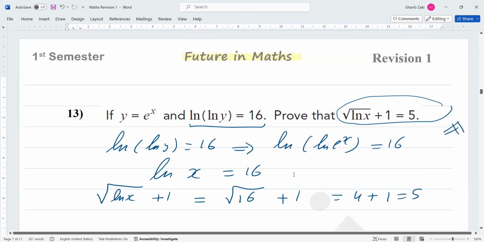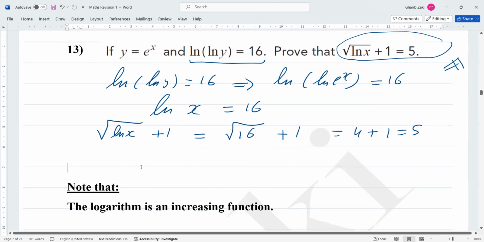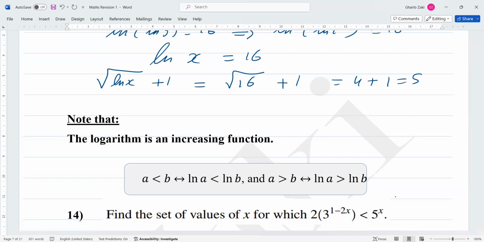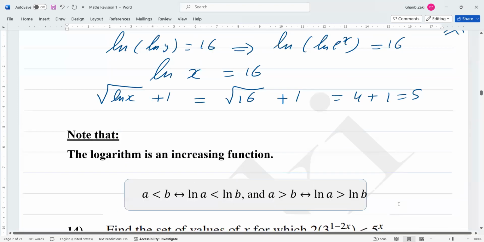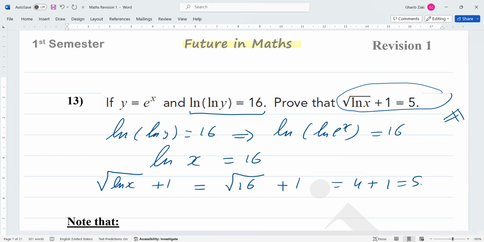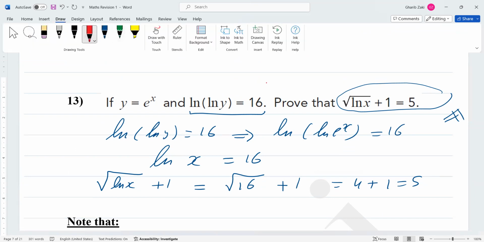Now, we go to the inequality. Okay? The logarithm is an increasing function. When we draw the log, Professor, it will be like, yes, Ammar. Why did you add 1 to both sides? No. He said prove that the square root of ln y plus 1 equals 5. This is the required. They said show that.